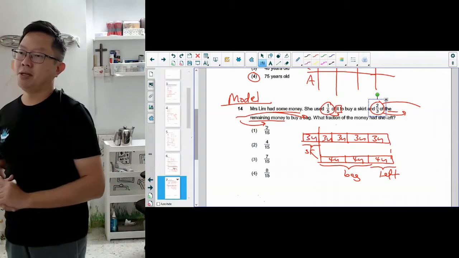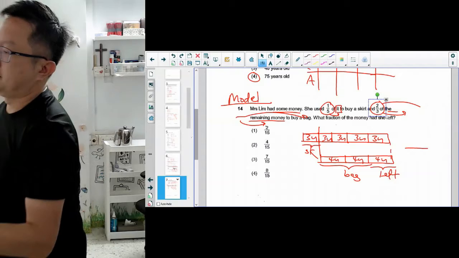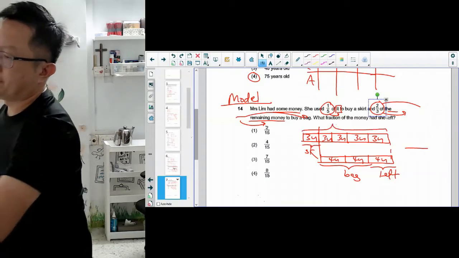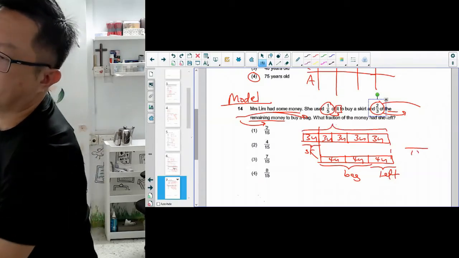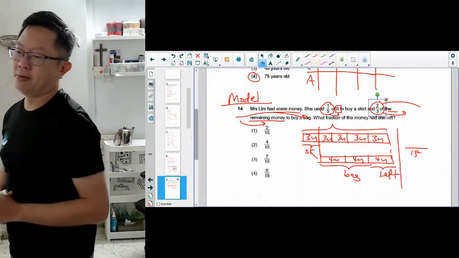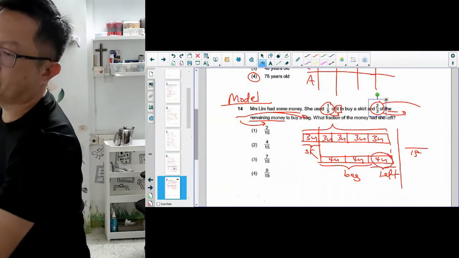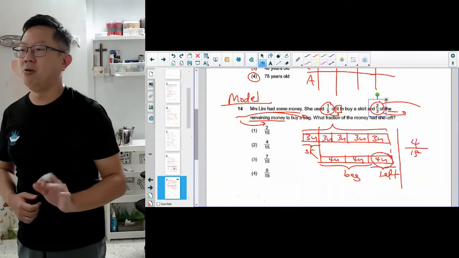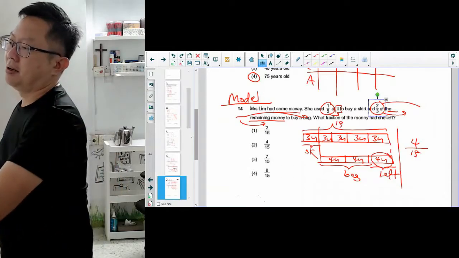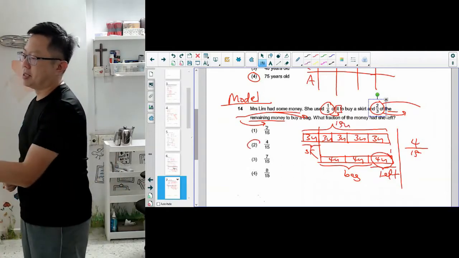So what fraction of the money? So where is the money? The money is this whole rectangle, which is 15 units. And how many units has she left? Which is your 4 units left. So your fraction is 4 over 15. Okay, and that's how you get your answer, number 2.